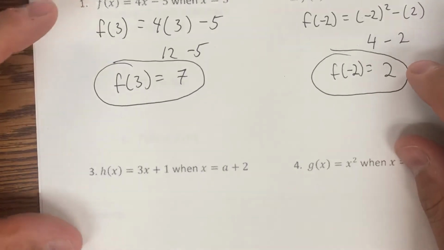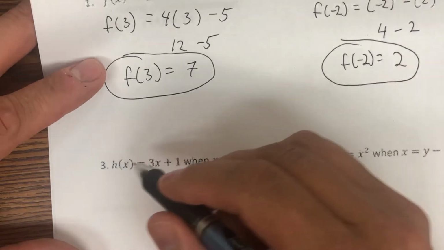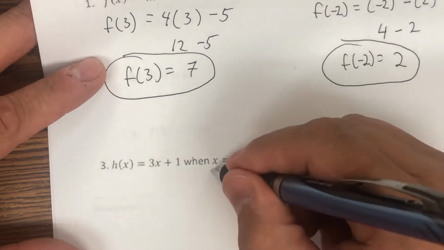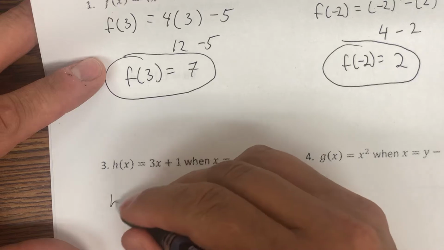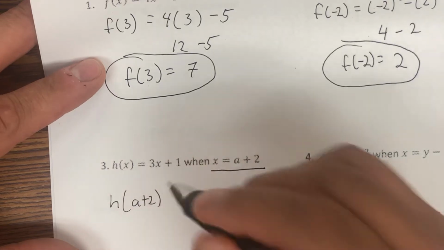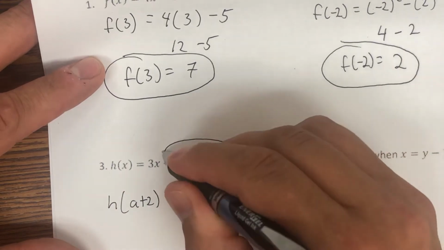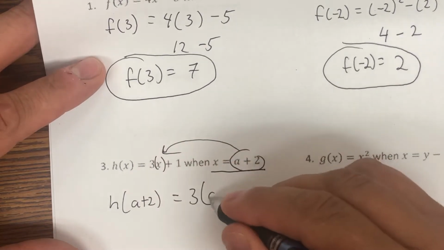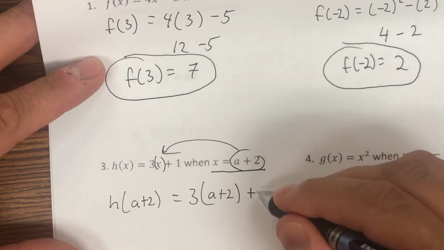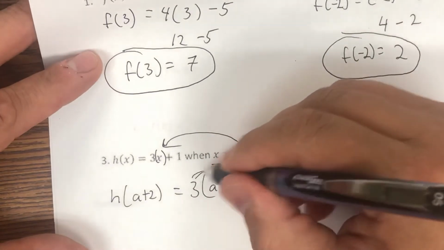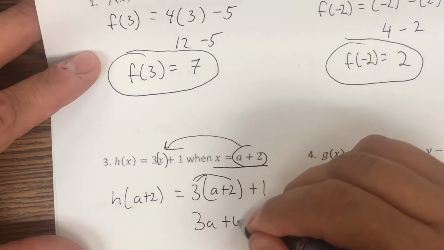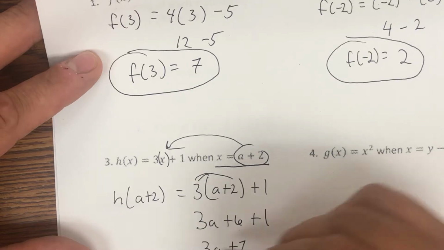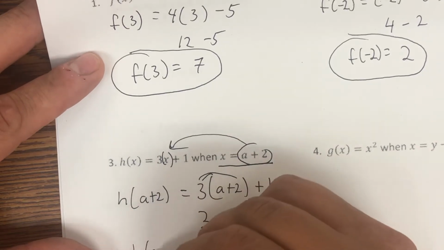Next one says h of x is equal to 3x plus 1. Instead of an f, we now have an h. Nothing changes. We're putting a plus 2 in for x. So h of a plus 2. That's going in now. A plus 2 getting put in. Equals 3, parentheses where the x is, a plus 2 put in, plus 1. We'll simplify this. Distribute. 3a plus 6 plus 1. Combine our like terms. 3a plus 7 is equal to h of a plus 2.